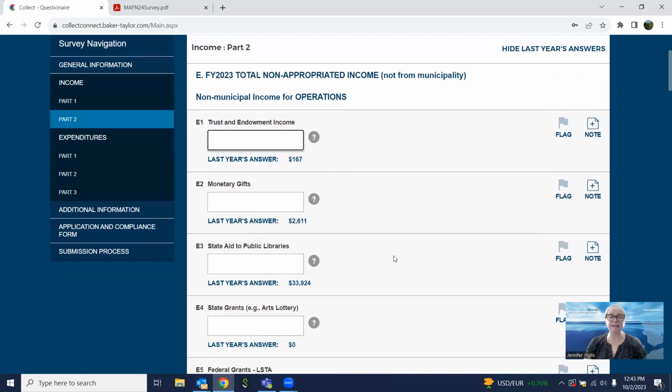E1 is trust and endowment income. So this is not the amount of money you have in a trust or an endowment. It's what you're allowed to spend. So for some people, you're only allowed to spend the interest that's earned in a year. And so if that's the case, we want the interest. And this number here, that's probably what that was in FY22 for Abington. But you might have somebody who says you can use $10,000 plus the interest. And so that would be the income that's available to you.